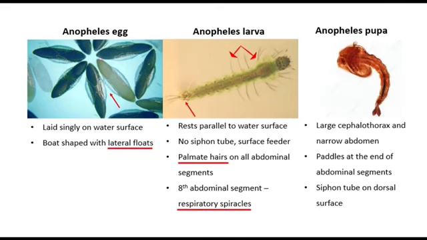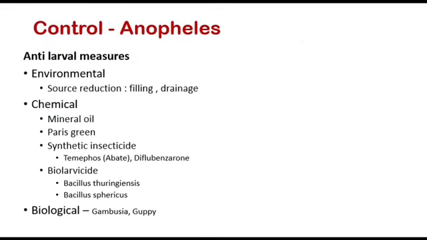Anopheles pupae have a large cephalothorax and narrow abdomen. There are paddles at the end of abdominal segments, and there is a siphon tube on the dorsal surface. Control of Anopheles mosquito includes anti-larval measures, anti-adult measures, and personal protection. Under anti-larval measures come environmental methods, which include source reduction like land filling and drainage.